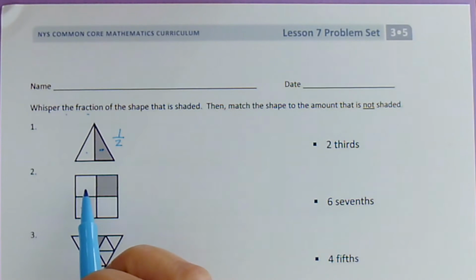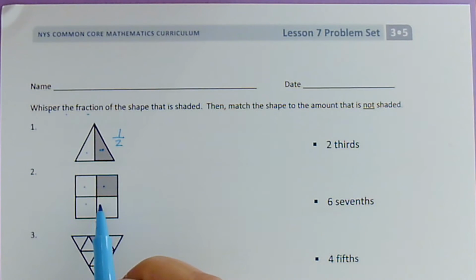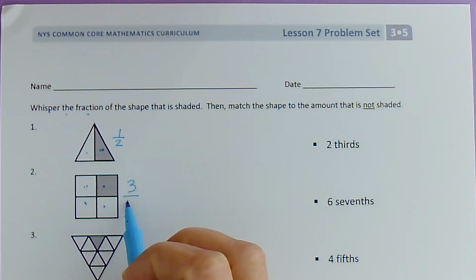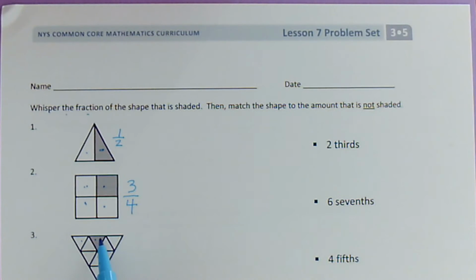Okay, so if we look at this one, there's 1, 2, 3, 4 pieces. And so I only want the parts that are not shaded. So 1, 2, 3 out of 4 pieces are not shaded. Let's take a look at the next one. We have 1, 2, 3, 4, 5, 6, 7, 8, 9 pieces. And let's see how many are not colored in. 1, 2, 3, 4, 5, 6, 7, 8. So 8 out of those 9 pieces are not shaded in.